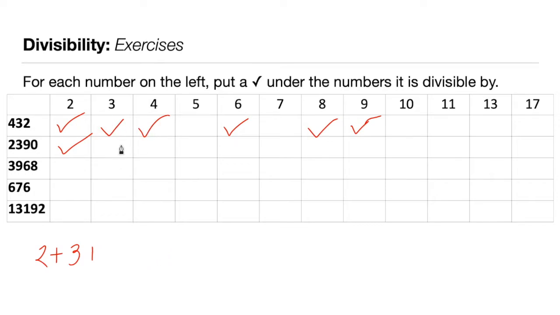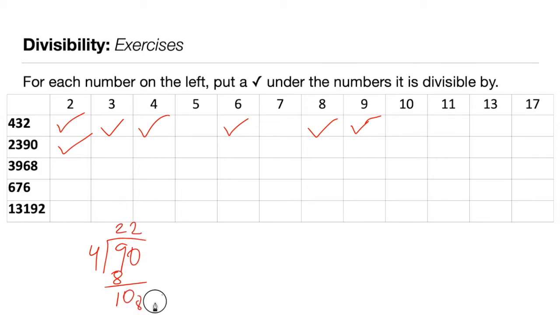How about 4? Is 90 divisible by 4? Okay, is 90 divisible by 4? Let's try if you want. We can divide that manually. We have 2 here, that's 8, and then we end up with 10, and then we have 2. 2 times 4 is 8. We have a remainder of 2. So therefore, since we have a remainder, it's not divisible by 4, since it's not a whole integer.